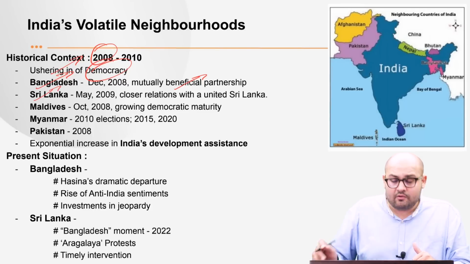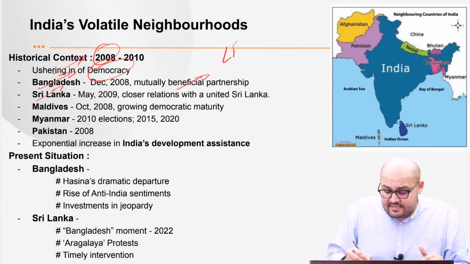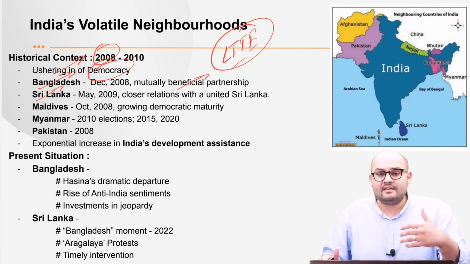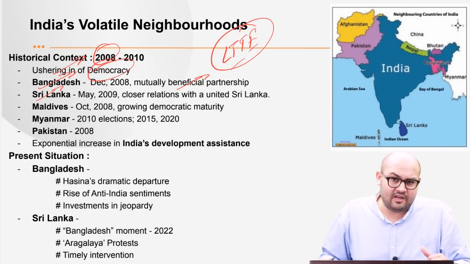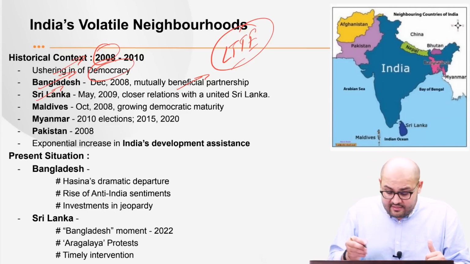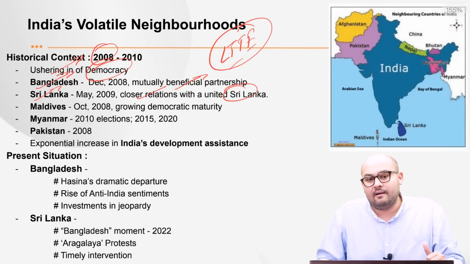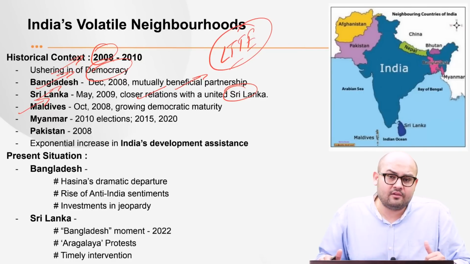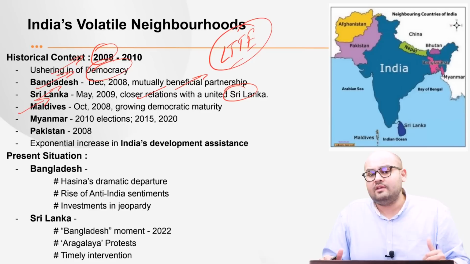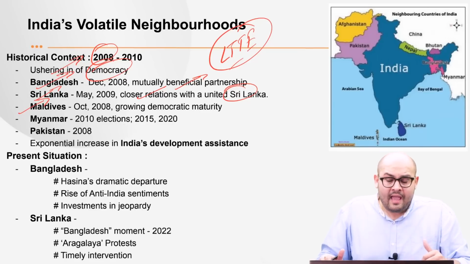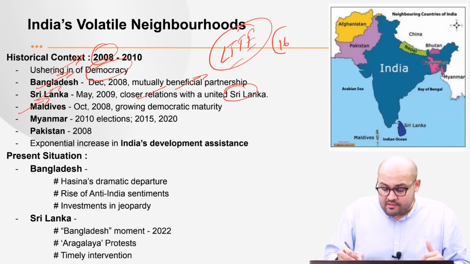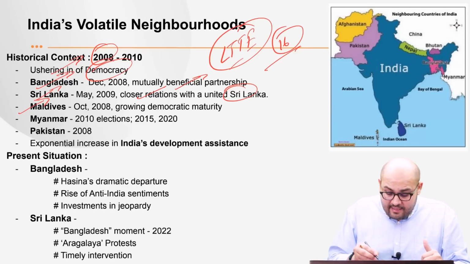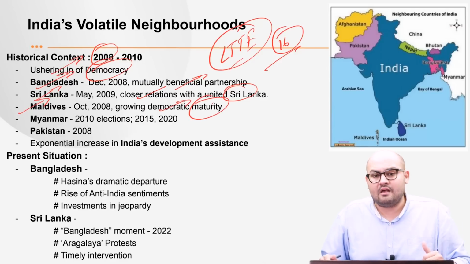Then what we saw in Sri Lanka was that after the defeat of LTTE, that is Liberation Tigers of Tamil Eelam, especially in the year 2009, there was a growth of democratic spirit in Sri Lanka. And since then, we are witnessing closer relations with a united Sri Lanka. Next, if we talk about Maldives, it was after 30 years of autocratic rule by President Gayoom that there were elections in the country and Mohammad Nasheed came to power. And in these 16 years, there have been 3 consecutive elections, and this actually speaks about the democratic maturity which Maldives has come into, right?